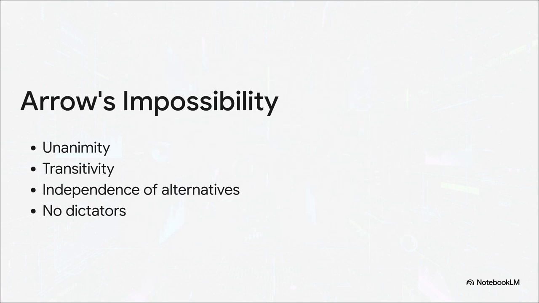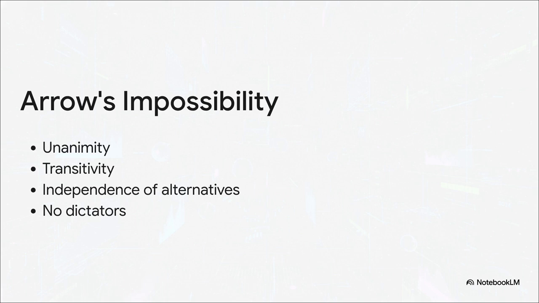Building on this exact paradox, Nobel Prize-winning economist Kenneth Arrow took things a massive step further. He mathematically proved that no matter what democratic voting system a society adopts, it will always be inherently flawed. He laid out 4 basic criteria for a fair voting system. First, unanimity. If everyone prefers A over B, A should win. Makes sense. Second, transitivity, which we just talked about. Third, independence of irrelevant alternatives, meaning the ranking between A and B shouldn't randomly change just because a third option C enters the mix. And finally, the absence of a dictator.